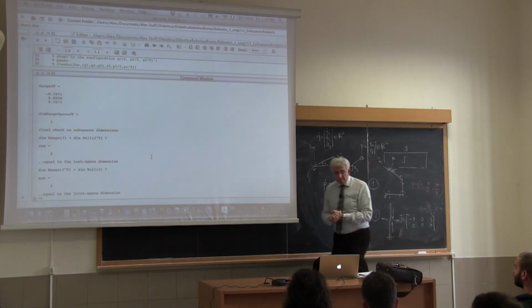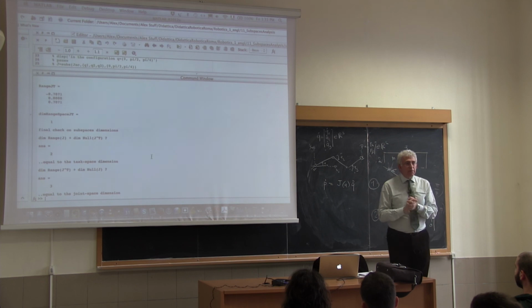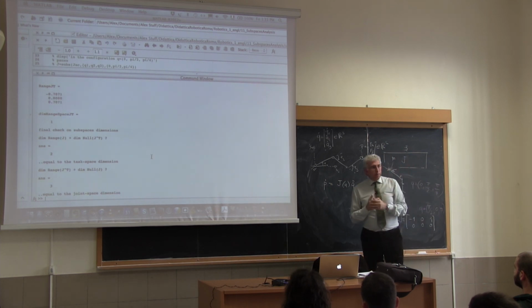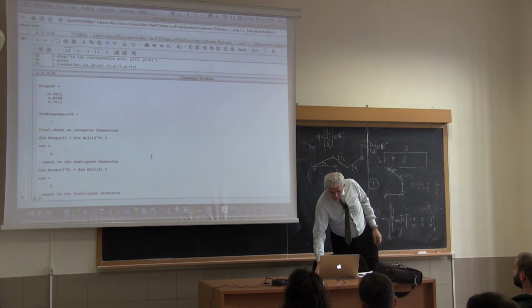So this is a complete analysis of a simple case, but it should always be kept in mind, even more when we are dealing with robots with multiple degrees of freedom, like the KUKAs that we have in the lab.